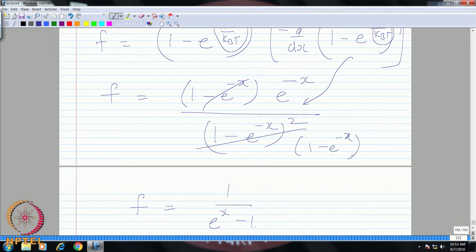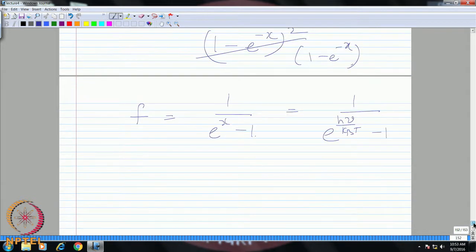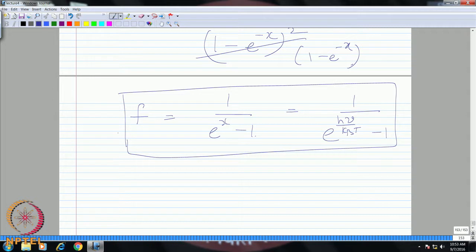So I will multiply and divide by e power x. So I will be ending up with 1 by e power x minus 1. That is nothing but 1 by e power h nu by k b t minus 1. So, a lot of mathematical manipulations are required. Finally, we reach this distribution function for phonons. This is called your Bose-Einstein distribution function.